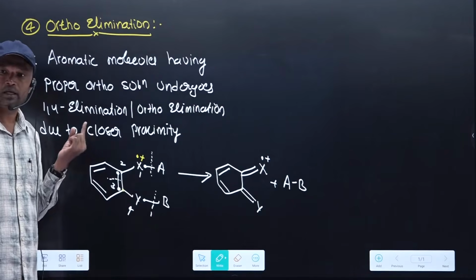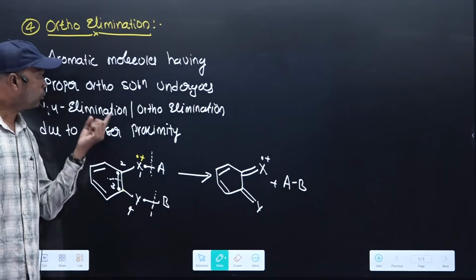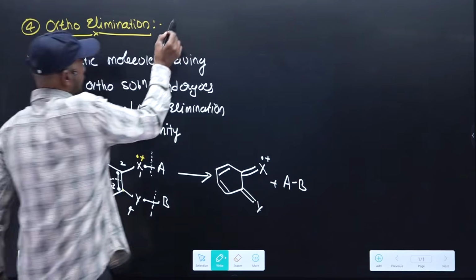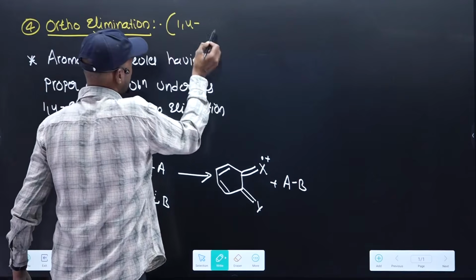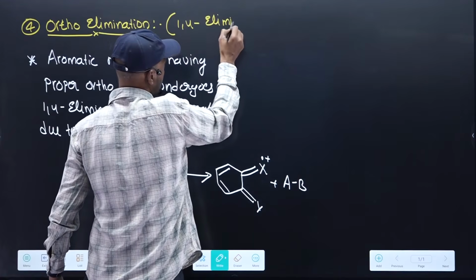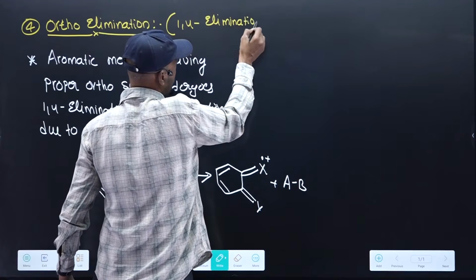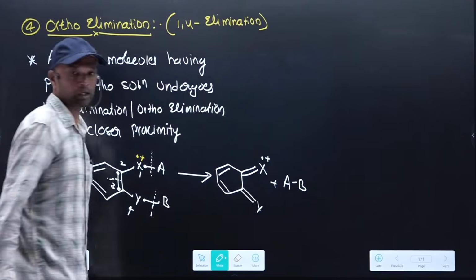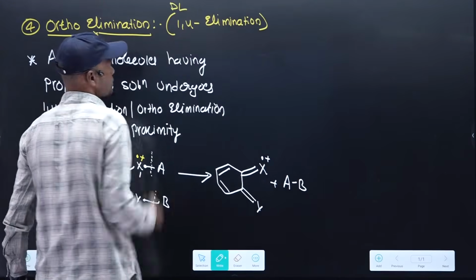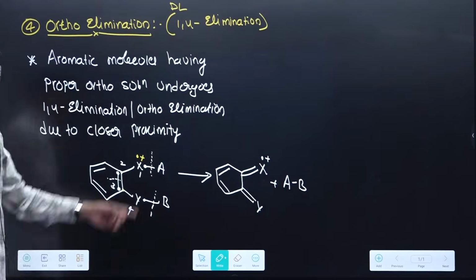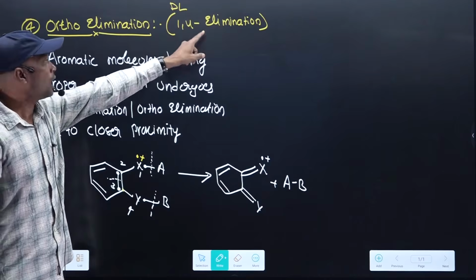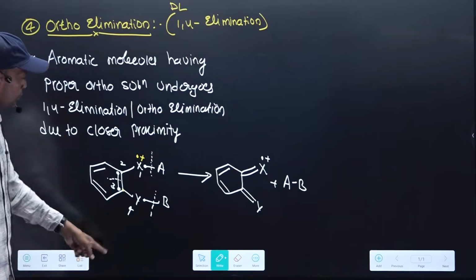Ortho elimination is an example of 1,4 elimination. This point is given in exams. In the DL examination, in Telangana examinations, this point is given: which among the following is a 1,4 elimination in mass spectrometry? Ortho elimination. Only this point is given in the DL examination. Even in the SET examination, this question is important. Ortho elimination is also called 1,4.